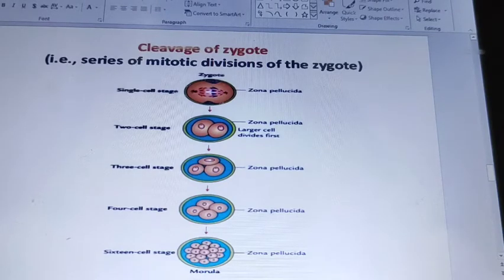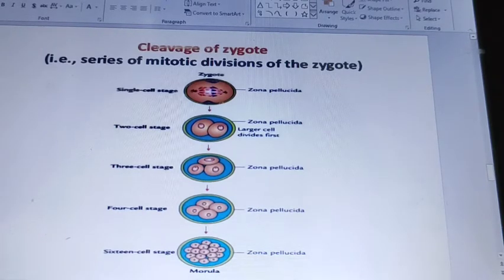The embryo does not increase in size during early embryology. Rather, the blastomeres become smaller. Thus, the proportion of DNA to cytoplasm increases.